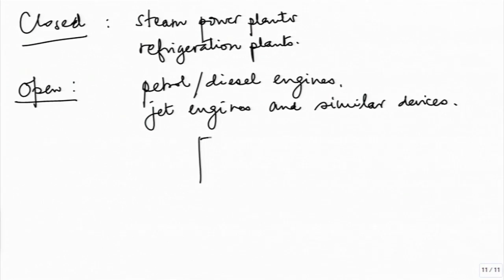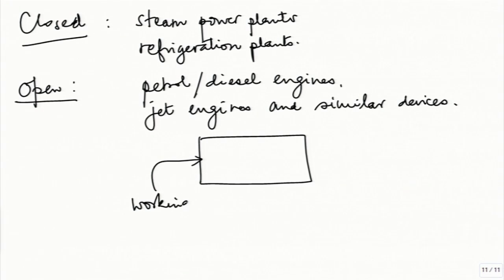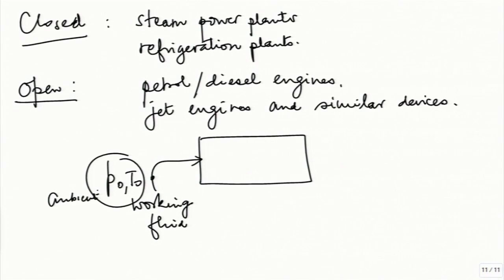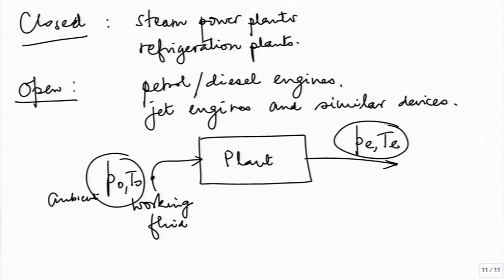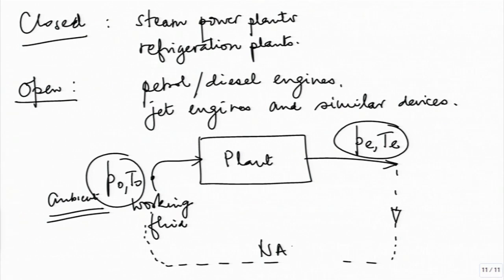So, if we say this is the open cycle plant, the working fluid goes in at some P naught, T naught which is near ambient. And after executing some processes, it is thrown out at some P exit, T exit, which is different. And this process of reducing the temperature, reducing the pressure, and maybe even modifying the composition back to its fresh one at the ambient, it's supposed to be done by nature. We do not worry about it.